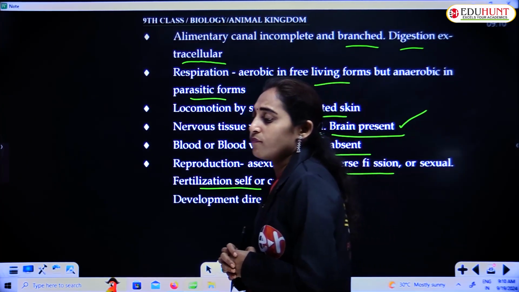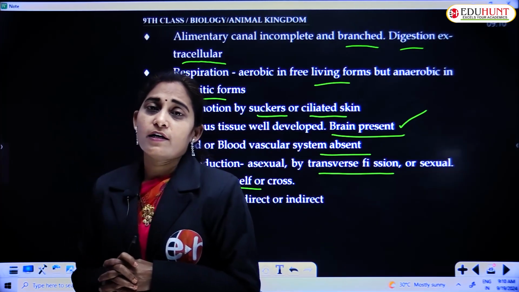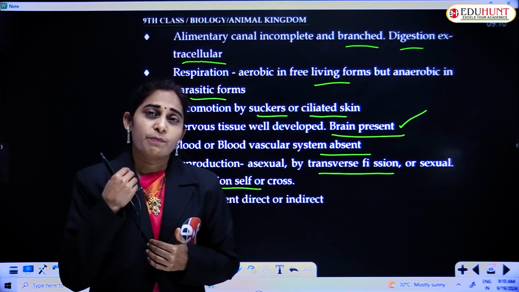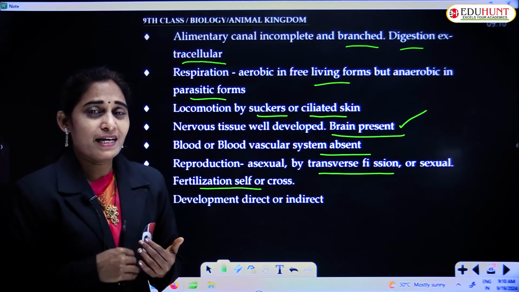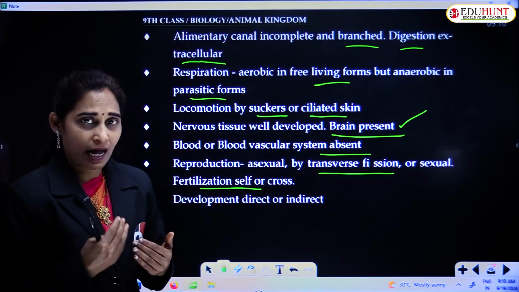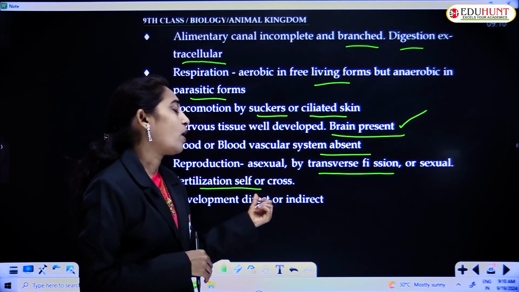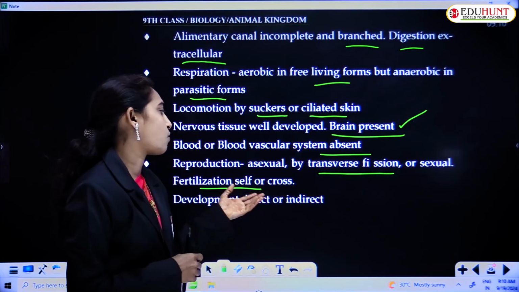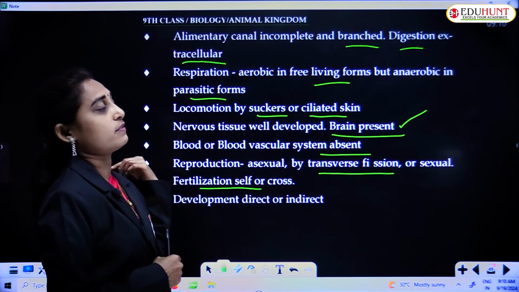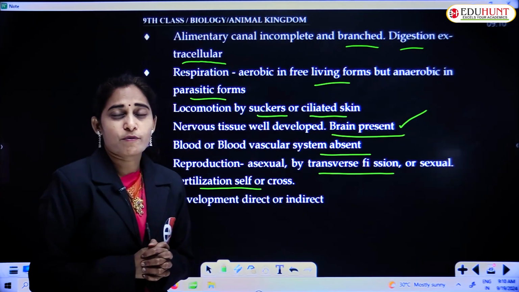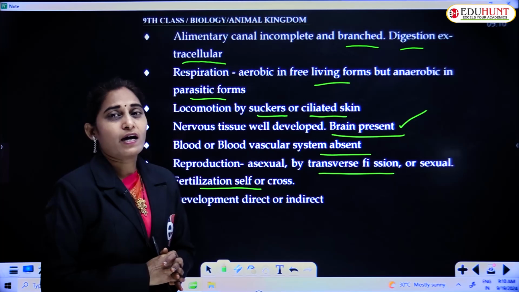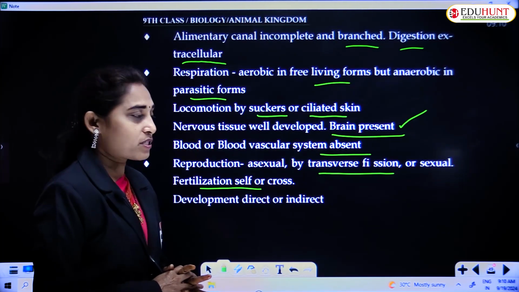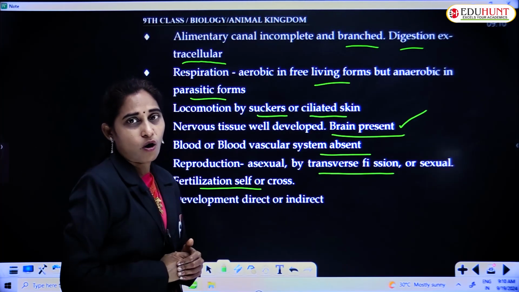Self-fertilization means the organism has both the sexes. If it releases both the male and female gametes, and the male gamete reaches the female gamete of the same animal, then it is called self-fertilization. Or if it reaches and fertilizes the egg of another flatworm, then it is called cross-fertilization. Self-fertilization is possible only if the animal is bisexual. Development may be direct or indirect.